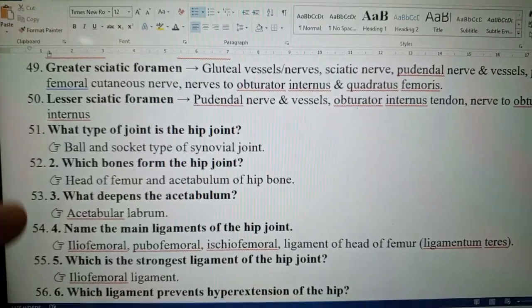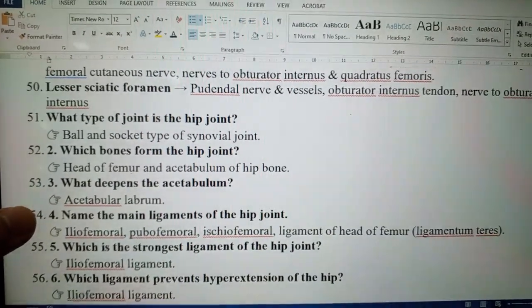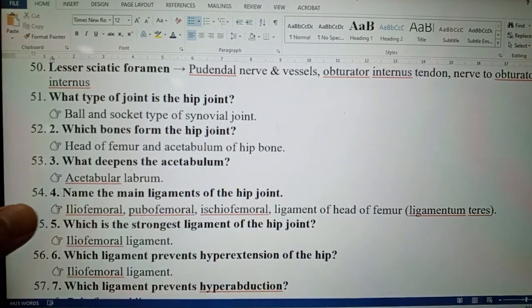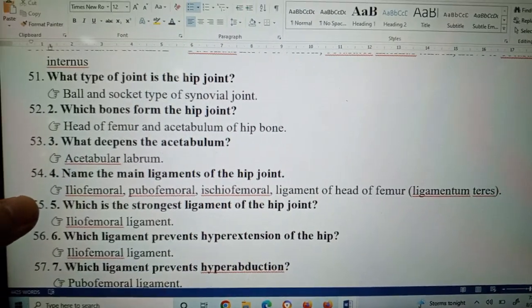Okay, Bismillahirrahmanirrahim. Now we are starting again. This is part 2 of the important Viva questions of the lower limb.